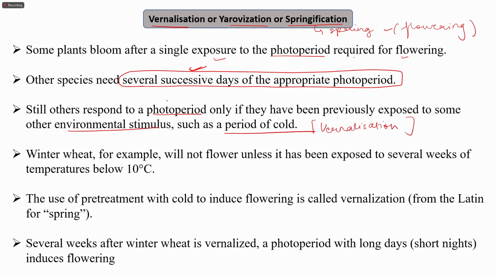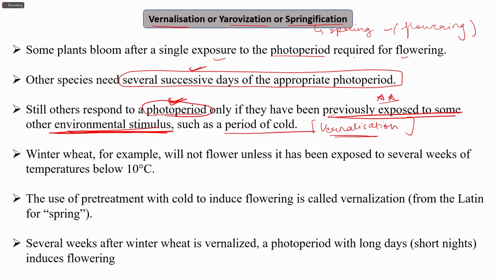There are some plants that respond to a photoperiod only if they have been previously exposed to some other environmental stimulus. Unless we expose the plants to this environmental stimulus, irrespective of whatever photoperiod we follow, the plant will not flower. So this is a very important step in the flowering of plants, where certain plants respond to photoperiod only if they have been previously exposed to some other environmental stimulus, such as a period of cold. This is known as vernalization.